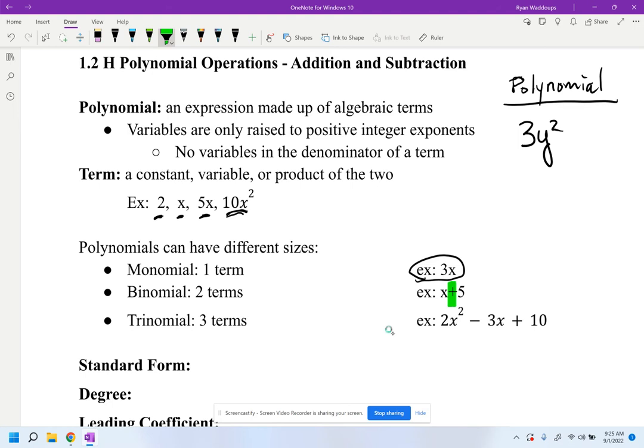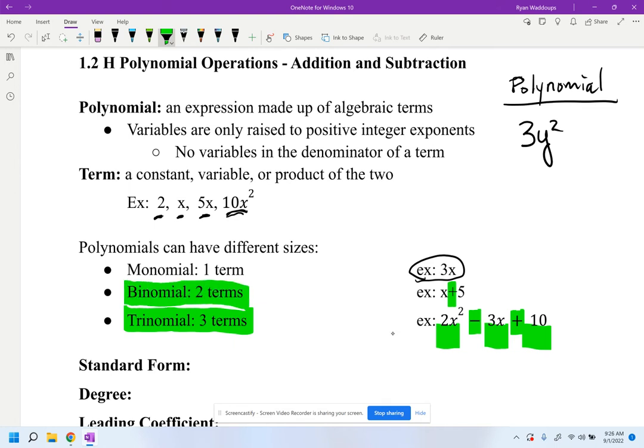Another thing that can separate the terms is subtract. So 2x squared minus 3x plus 10 is 3 terms. And that is called a trinomial. Binomial, 2 terms. Trinomial, 3 terms. And a monomial is a single term, just one term.